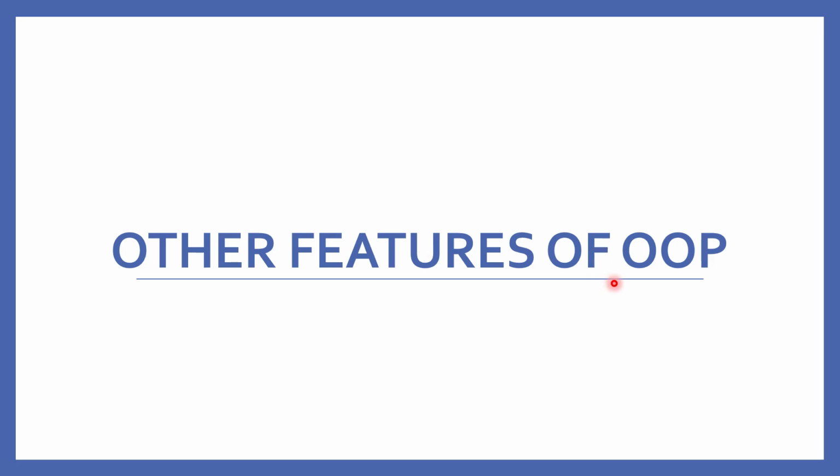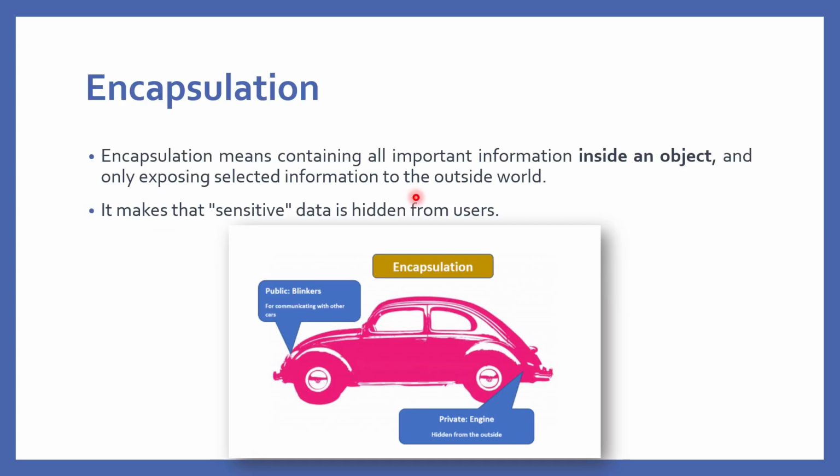There are some other important features of object-oriented programming. Let's quickly discuss that too. Object-oriented programming also supports the concept of encapsulation. Encapsulation means containing all important information inside an object while only exposing selected information to the outside world. It means we are actually keeping the sensitive data hidden from the users.